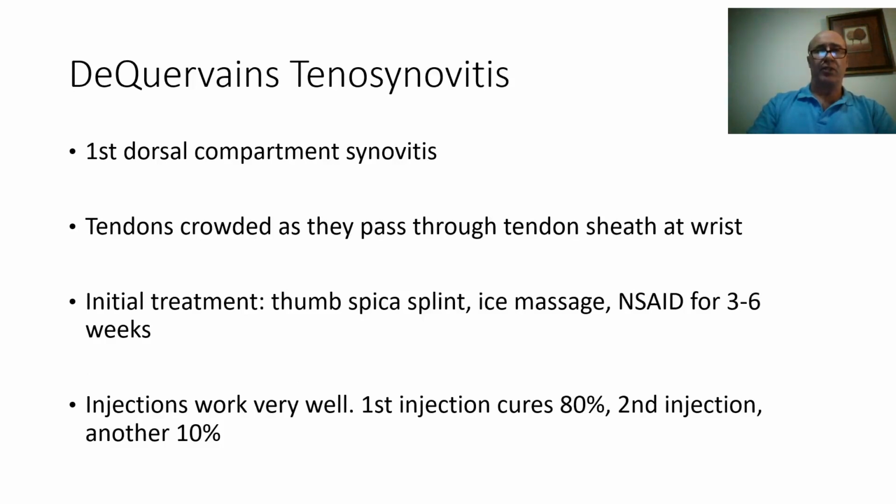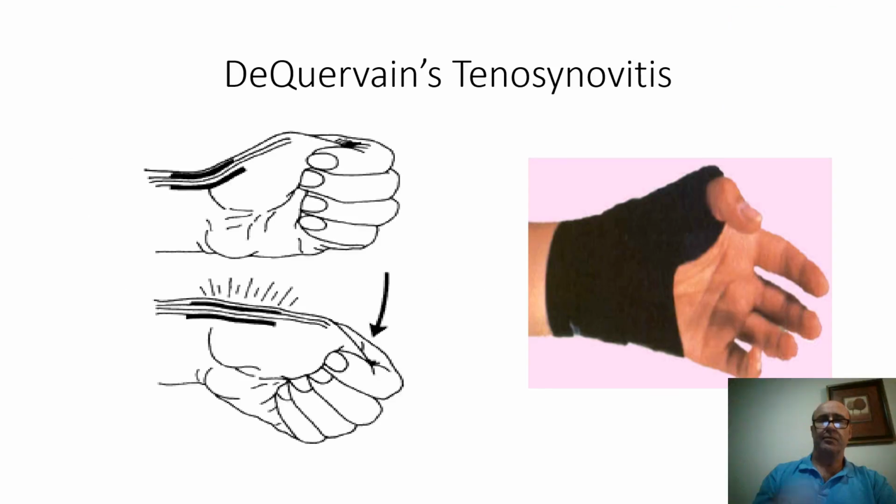The tendons are fairly crowded as they pass through the sheath at the wrist. Initially, the treatment is a thumb spica splint, ice, massage, non-steroidals for a couple of weeks. Injections work very well for DeQuervain's. The first injection is curative in 80%, and the second injection takes away the next 10% of patients. So this is a Finkelstein test we've seen on the left, and a thumb wrist splint often helps the pain.